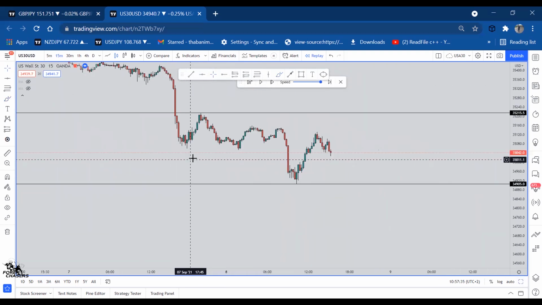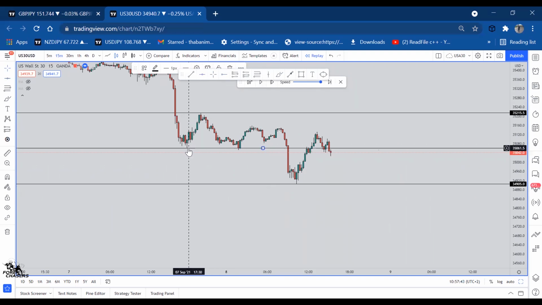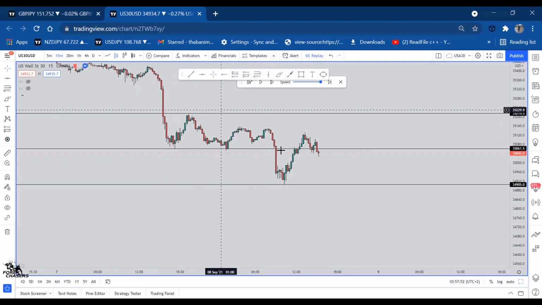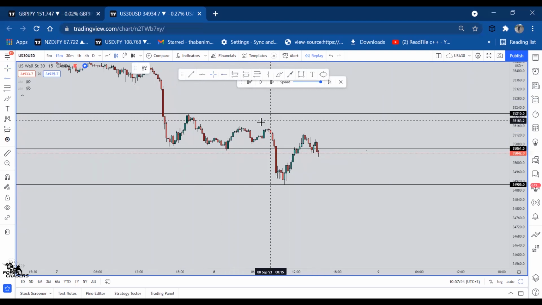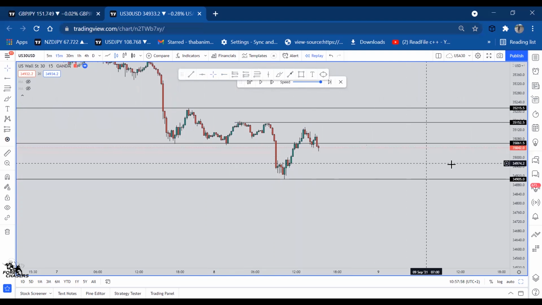Now you can see that we have this area at the top, and this area at the bottom. Price respected this key area here. In the middle we have this area, and then we also have this area here, which was respected by price.